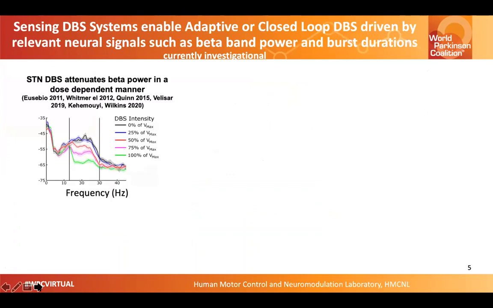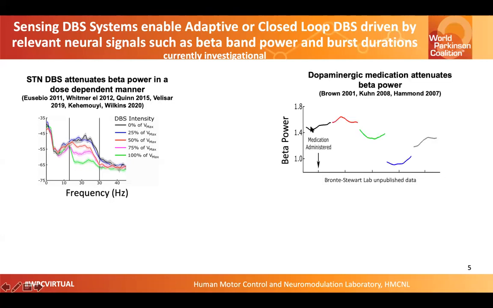Now, there's a very important feature of DBS and local field potentials, and that is that as you increase the intensity of deep brain stimulation, you attenuate or decrease the power in the beta band. And here you can see the black represents the beta band power on no DBS, and as the intensity is increased, you can see that beta band power decreases. Well, the same thing happens when you apply dopaminergic medication, and here's just the administration of 1 dose of levodopa, and as the medication kicks in, you can see this beta band power decreasing, and as the medication wears off, beta band power increases again.